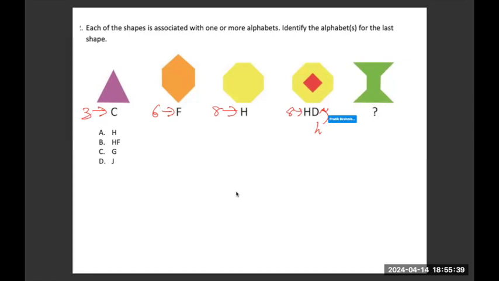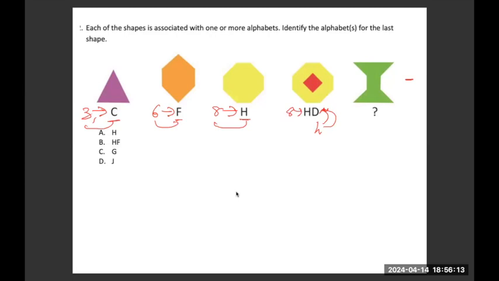We have to find what this will be annotated by. So if you observe carefully, C is the third letter. F is the sixth letter. H is the eighth letter in the alphabet series. D is the fourth letter in the alphabet series. What it means is the number of sides corresponds to the position of the letter in alphabetical order.